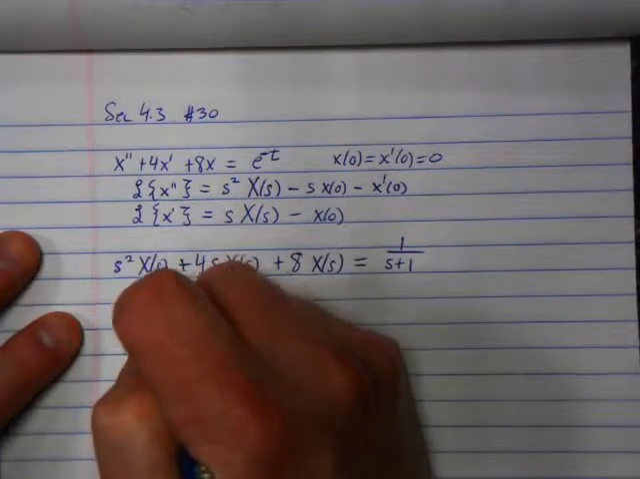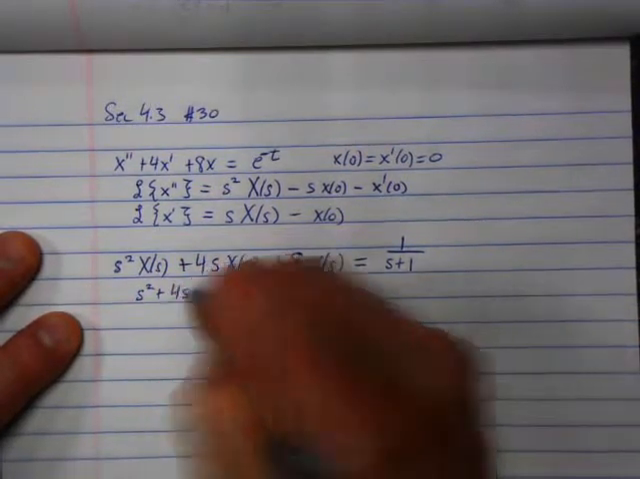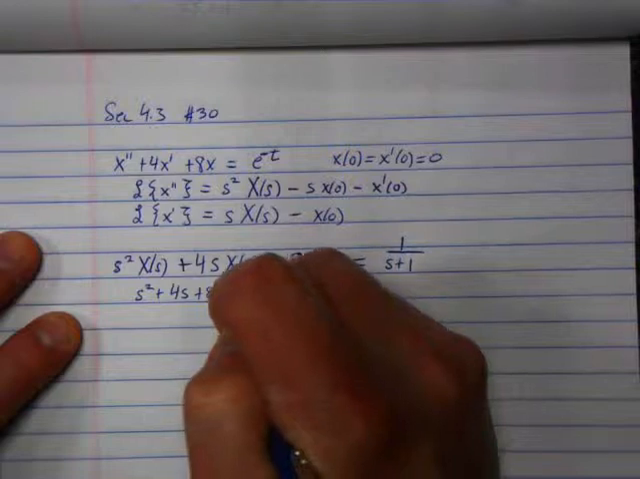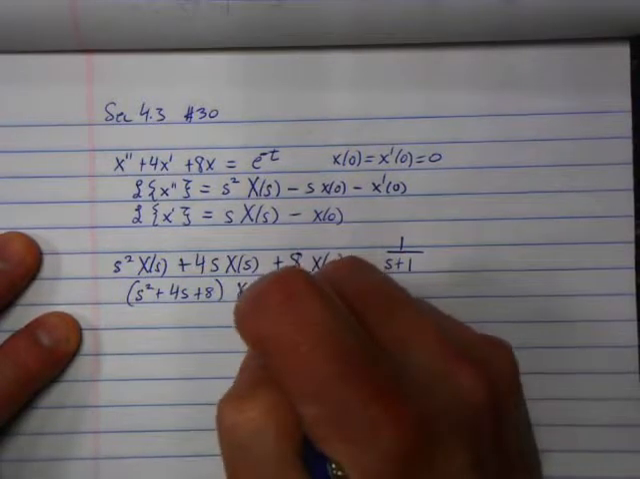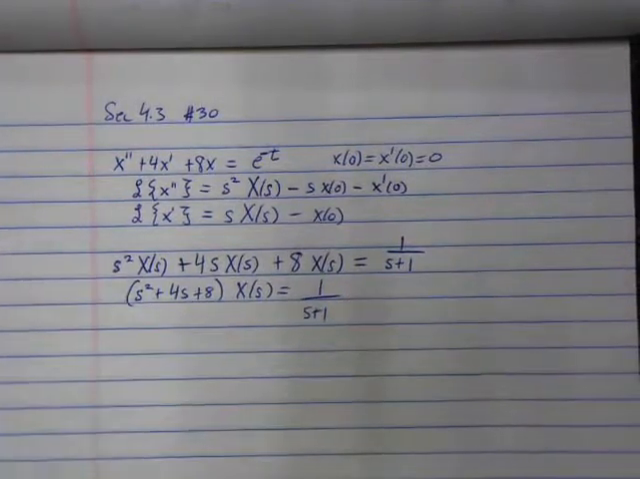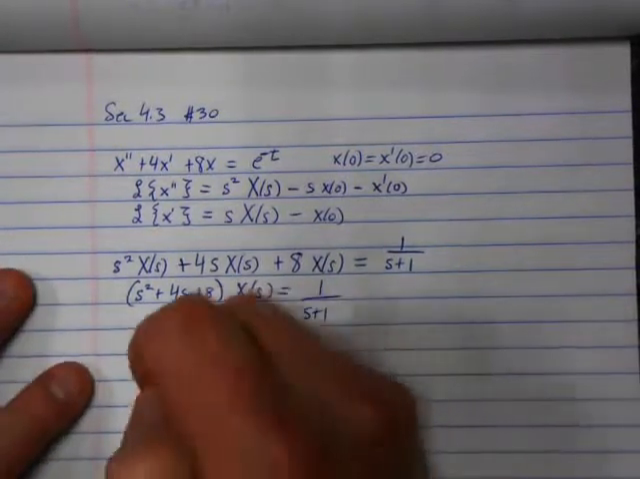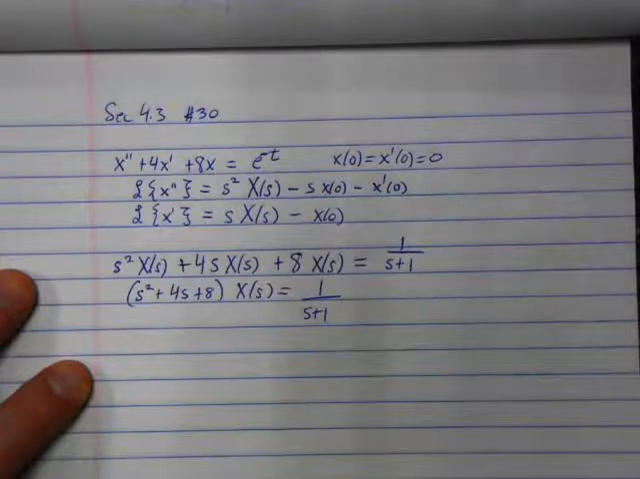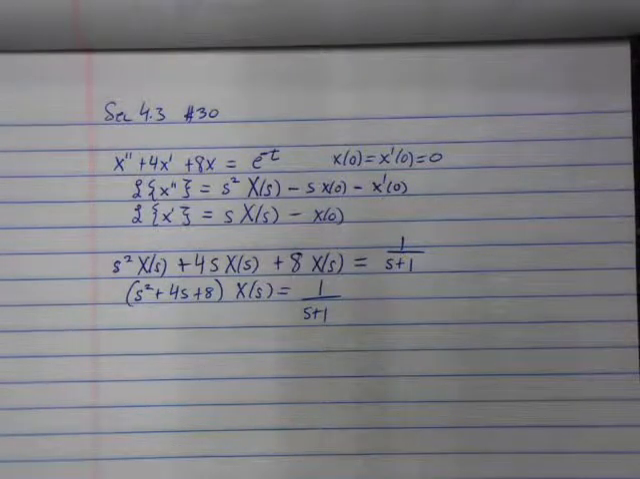Okay, so we factor. We're going to have s squared plus 4s plus 8 capital X equals 1 over s plus 1. And then we divide. Well, wouldn't it be a good idea to factor the quadratic first and then divide both of them? That way you don't have to do it on the other side? Well, I've got to divide at some point. I can factor now and divide, or I can divide and factor later. I don't see where there's much change in the amount of work.